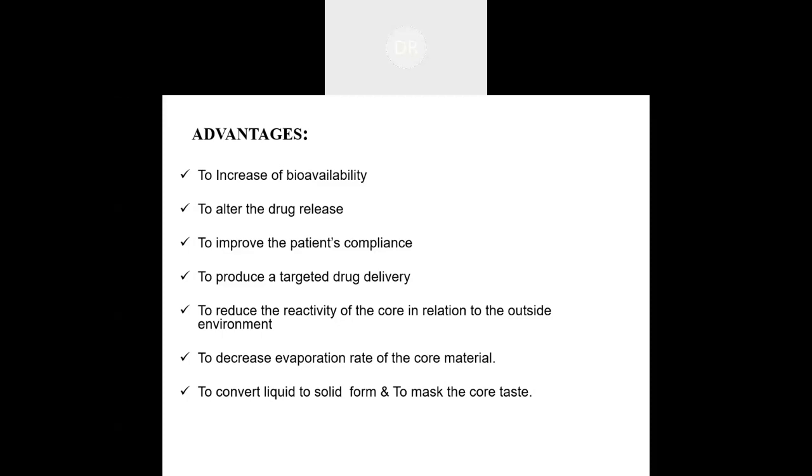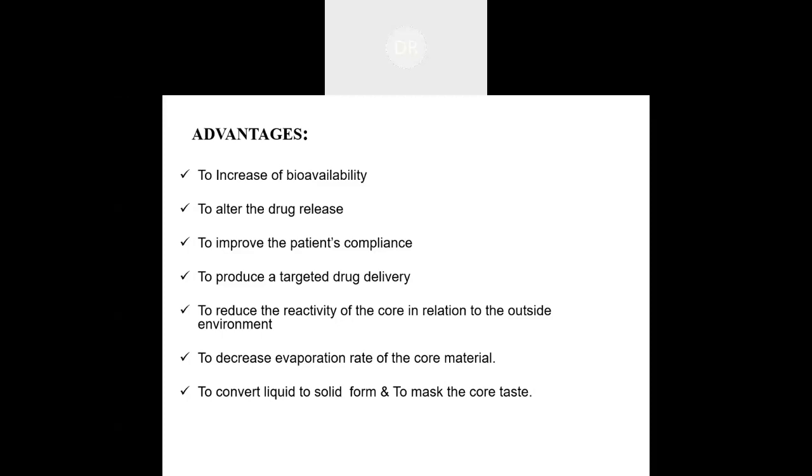Drug release is the major component, where the drug should be released at the particular place in the patient's body. So it is a very good advantage to give the microencapsulated drug. Then we will move to the next slide, please.